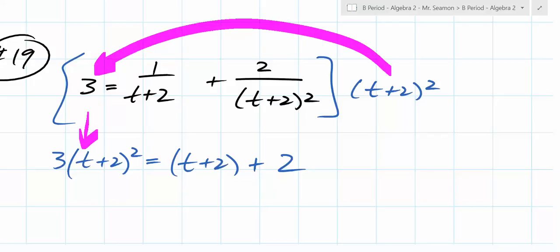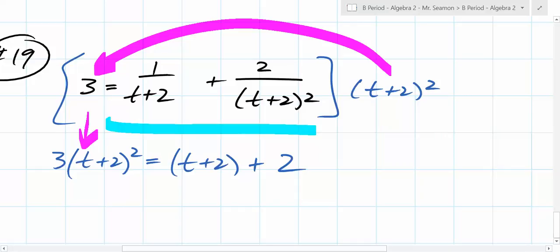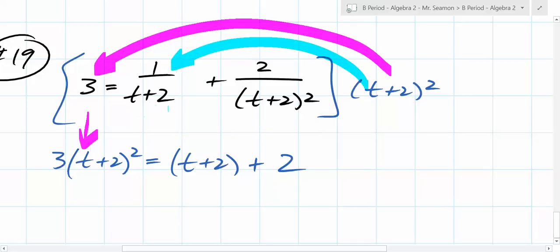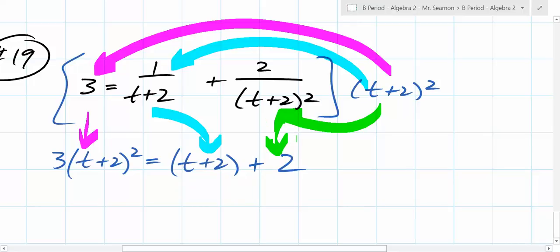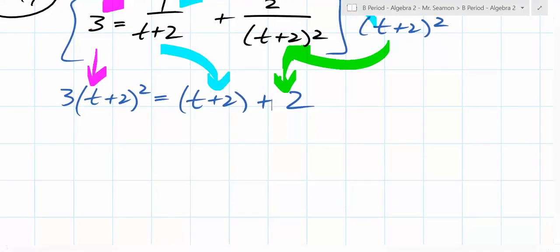Wait, what's the initial problem? The initial problem is this. Solve this equation right there. So then the next one I multiplied was this times this, and which one's that? That's this one right here. Because one of the t plus 2's cancel. Like x squared over x is x. T plus 2 squared over t plus 2 is t plus 2. And then the last one is this one right here. There's a t plus 2 squared in the denominator, so it cancels completely, leaving you with just what? 2.